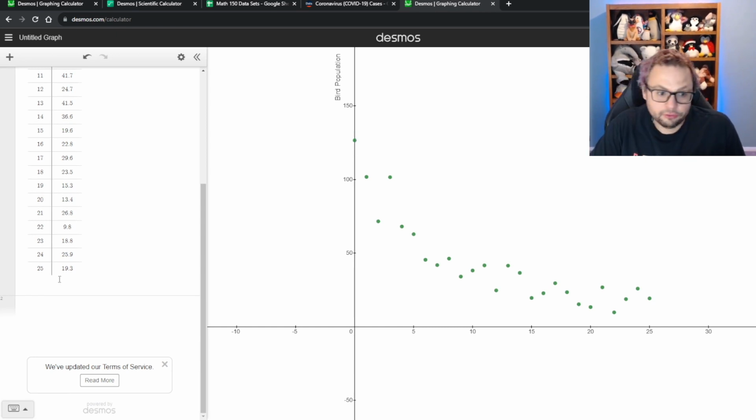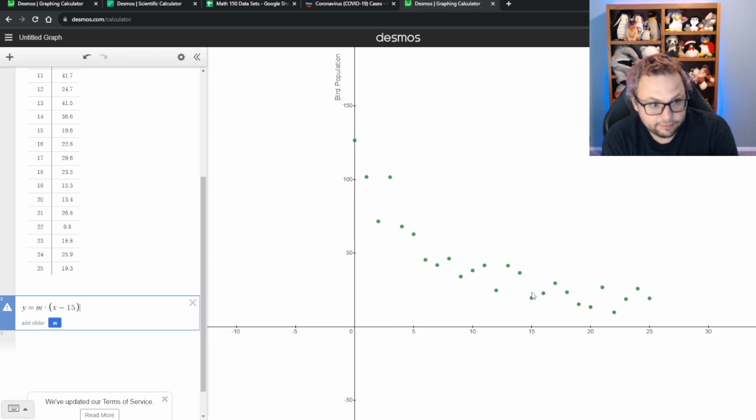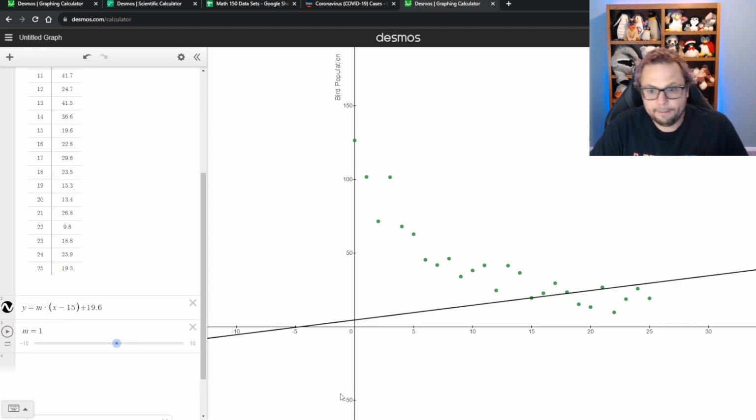Okay. So if we're going to try and find a linear model, we again pick something in the ballpark. So something like y equals, and I'm going to pick m times (x minus 15) plus 19.6. Add a slider for m.